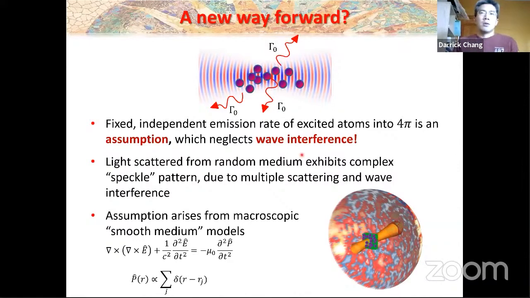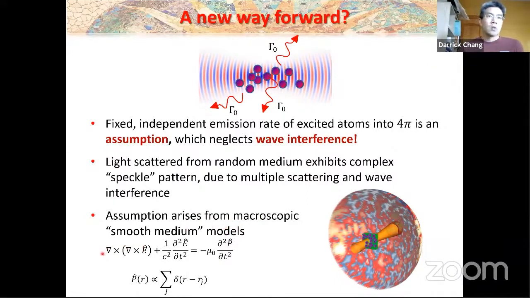And so it's a little provocative to say, but essentially what I'm saying is that the textbook models we typically use for atomic ensembles don't actually include the most basic optical phenomenon of wave interference. And it turns out that that assumption actually arises from a natural, historical attempt to create macroscopic models of light matter interactions.